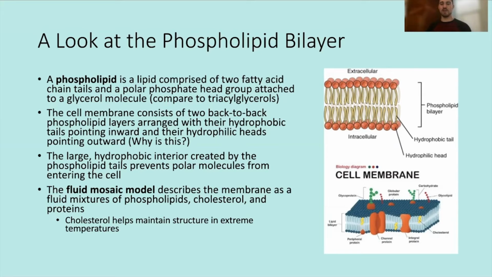And obviously that fluidity changes with temperature, for example. In colder temperatures, the fluidity of the cell membrane might go down, and in higher temperatures, the fluidity is going to go up, and that can affect a lot of the regular functioning of the cell. So cholesterol helps maintain the structure in extreme temperatures. In really cold temperatures, cholesterol actually manages to keep the cell membrane more fluid, and in higher temperatures, it actually manages to keep the cell membrane a little bit more rigid.